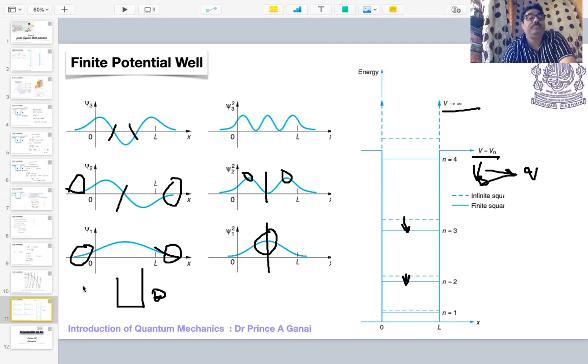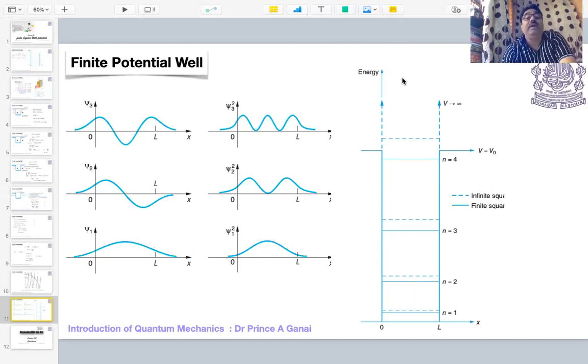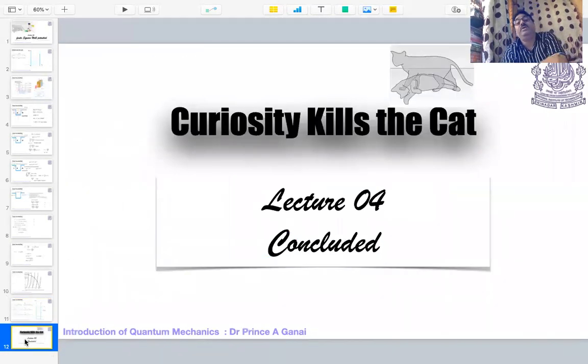So that is the end of today's discussion. I hope that I helped you understand certain interesting features of quantum mechanical systems when they are confined to a finite potential well problem.